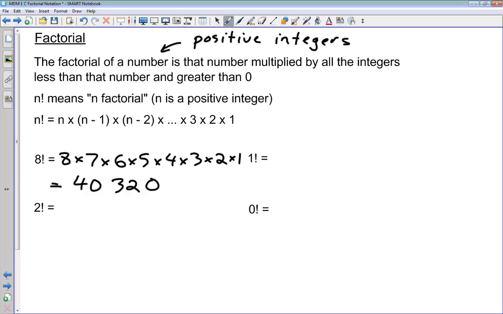40,320. 2 factorial will be 2 times all of the numbers less than it but greater than 0, so 2 times 1, just 2. So the first term in this factorial is always the number that you see right before the exclamation mark. 1 factorial is 1 times, well, just 1. The only one that's a little bit weird is 0 factorial. It doesn't quite fit the description that I gave above, but 0 factorial is just 1 as well. And we'll look at that in a little bit.